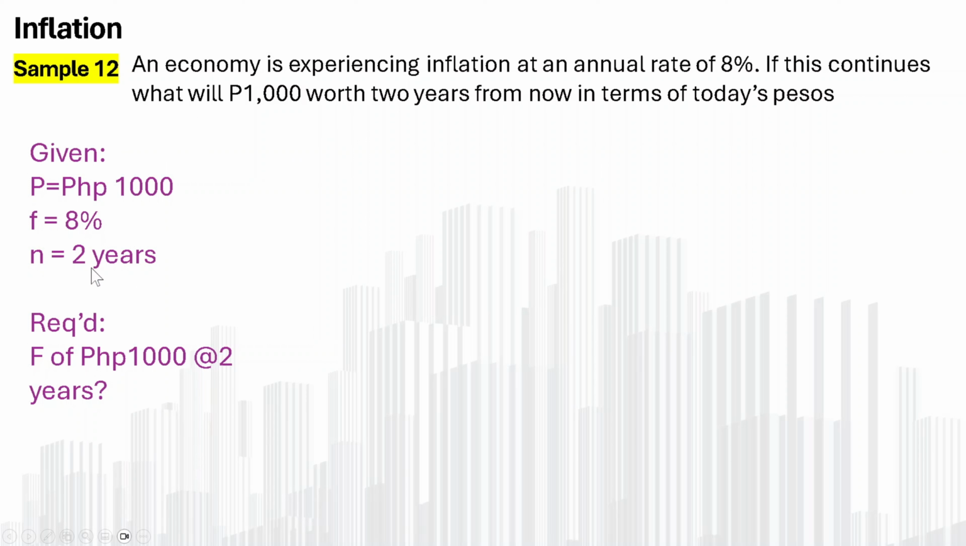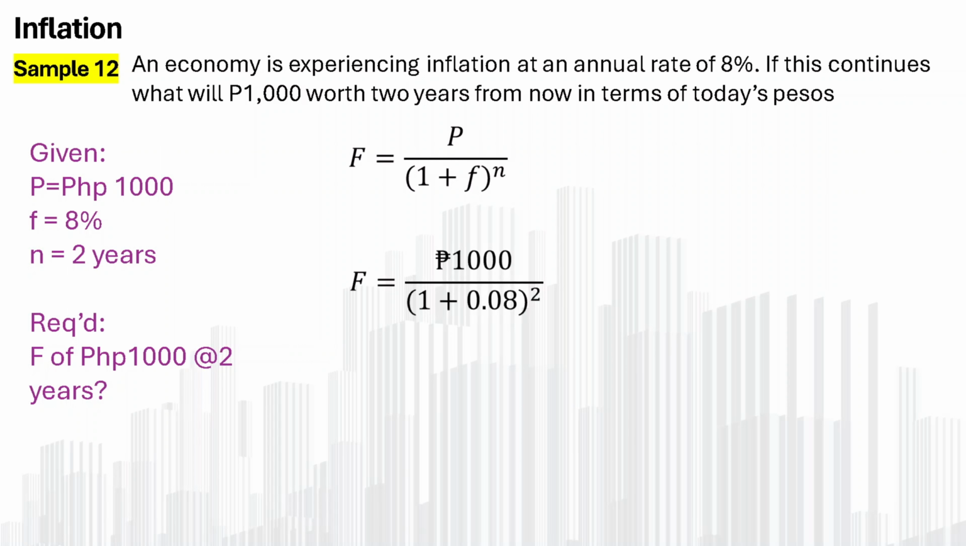Required, ano yung future worth natin? Ano yung accumulated value or whatever yung worth ng 1,000 pesos after 2 years. So we can use yung formula to, P is equals to F over 1 plus f raised to N. And that's simply 1,000 pesos divided by (1 plus 0.08) raised to 2. And we have the answer of 857.34.